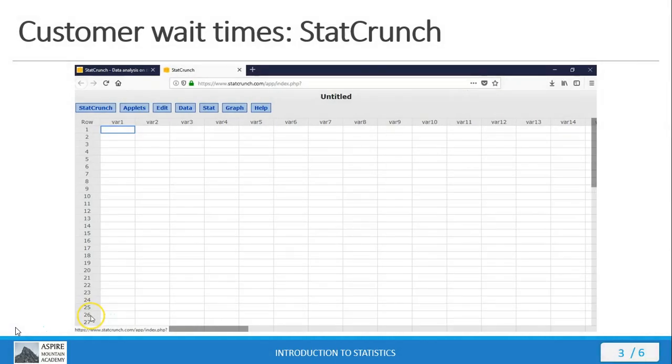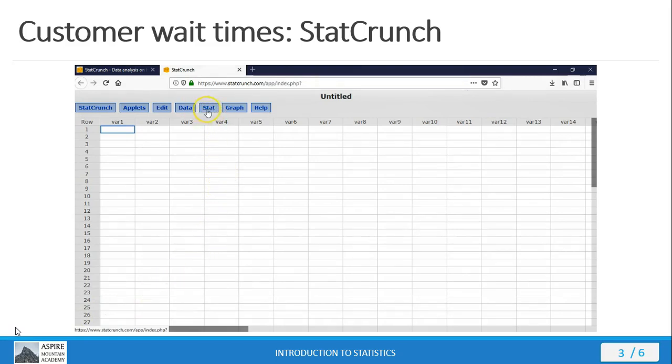Okay, that was the old school way. Let's see how to solve the same problem using StatCrunch. Here we go. Okay, we're here in StatCrunch, and I'm going to show you how to calculate that uniform distribution probability for the customer wait time. First we need to get our uniform distribution calculator.